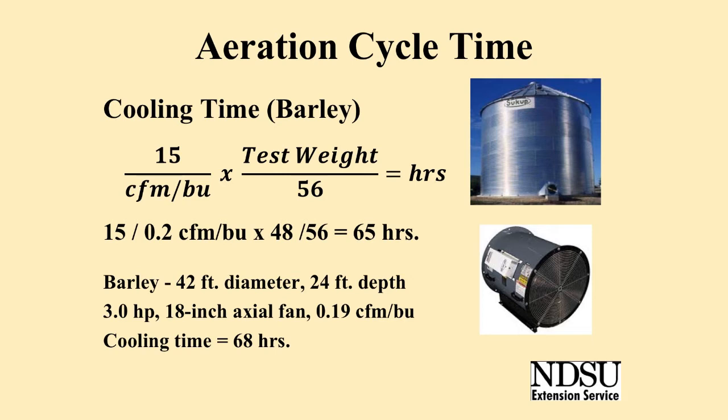Dry grain in storage at 70 degrees or cooler does not need to be cooled quickly, so an aeration airflow should be selected that does not require a large horsepower fan. For example, a 3 horsepower axial fan will cool a 42-foot diameter bin of barley 24 feet deep in about 68 hours.